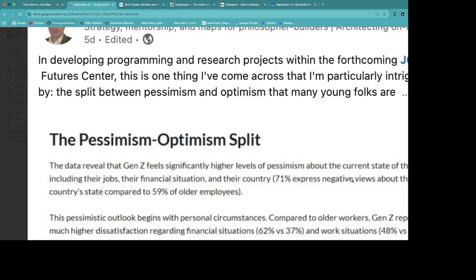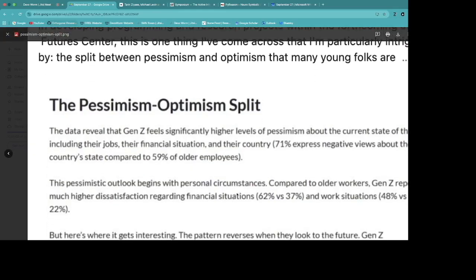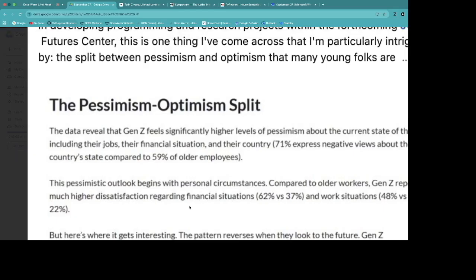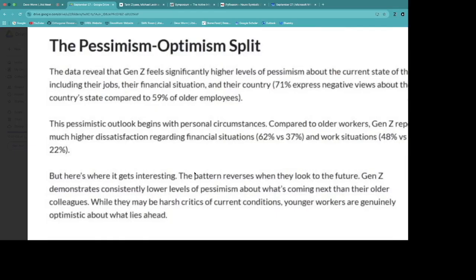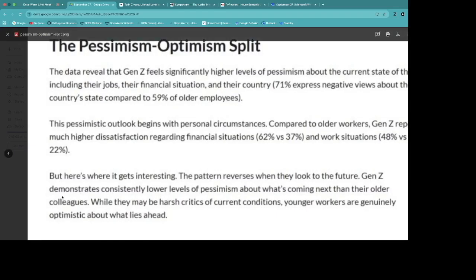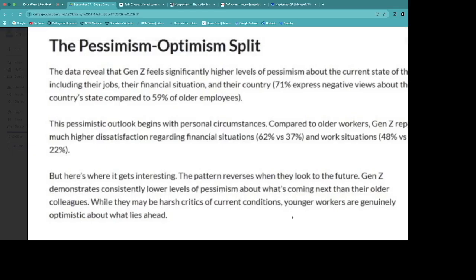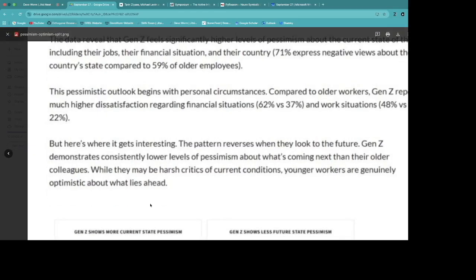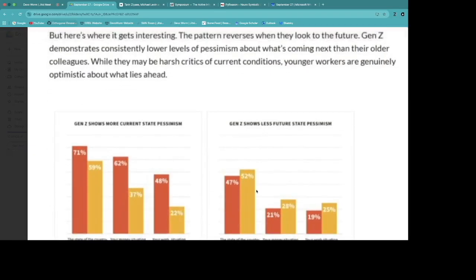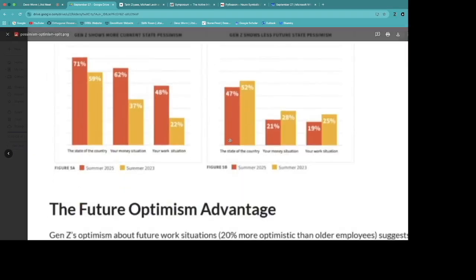This pessimistic outlook begins with personal circumstances. Gen Z reports much higher dissatisfaction regarding financial situations and work situations. But then if you look towards the future, Gen Z demonstrates consistently lower levels of pessimism about what's coming next than their older colleagues. While they may be harsh critics of current conditions, younger workers are genuinely optimistic about what lies ahead. And so these are the data in bar chart form.